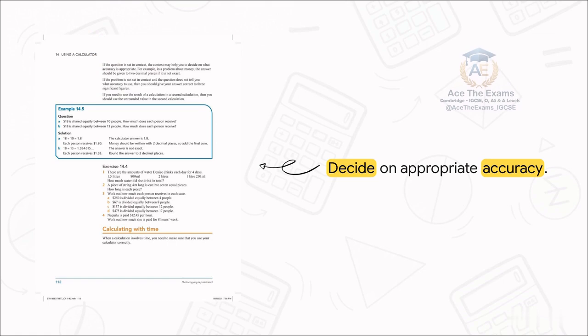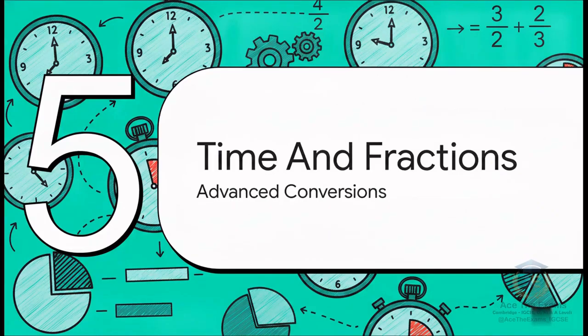As a general rule, if there is absolutely no real-world context given in a standard math problem, you generally default to writing your final answer to 3 significant figures, unless the question specifically tells you otherwise. Let's tackle our final challenge in Section 5, calculating time and fractions. These are advanced conversions, where the calculator can really become your best friend or your worst enemy.